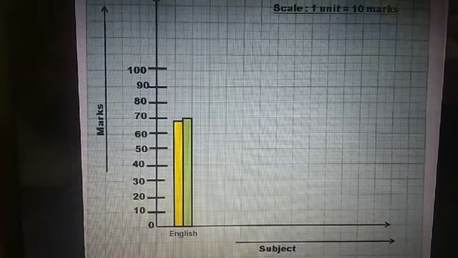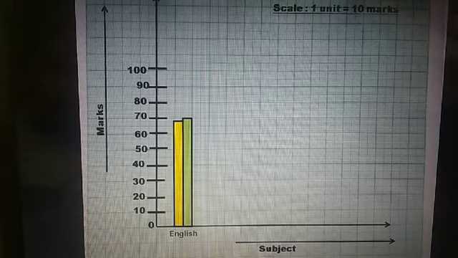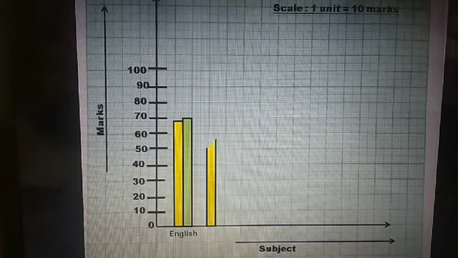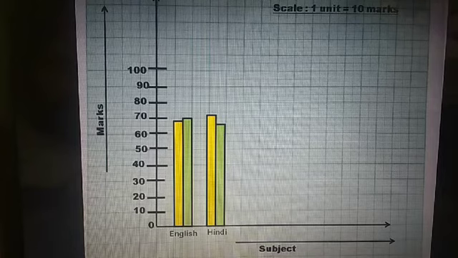Now, the next one is for Hindi. It's 72. Maintain a gap of one box. Draw a bar to show the first term marks. It's 72. That is the second line after 70. Next is 65. That is the fifth line after 60. Mention it as Hindi. Next is 88.